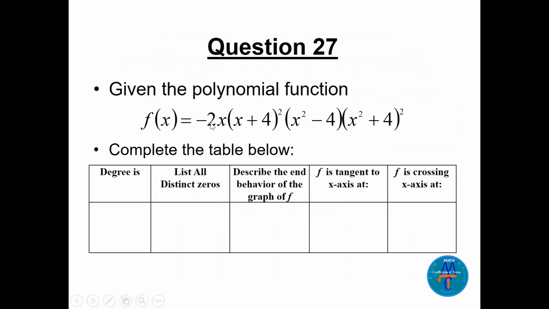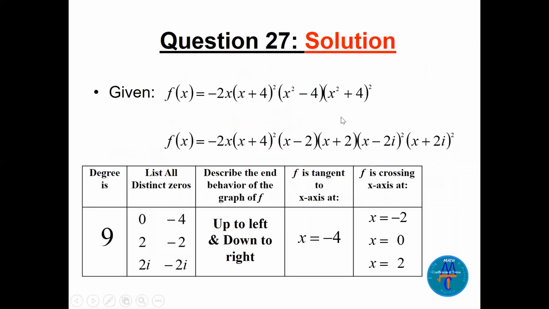Given the polynomial function here, you have to factor more. Let's complete the table below. Find the degree, list all distinct zeros. Distinct zeros means the different zeros. Describe the end behavior, where f is tangent, where f is crossing the x-axis. So you have to factor more, and then you answer the question.